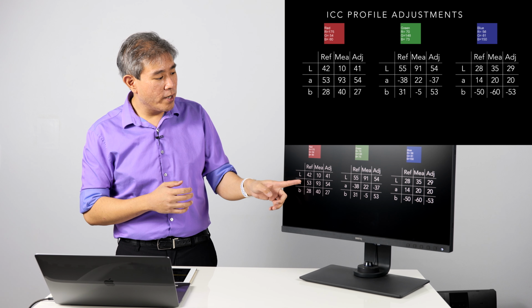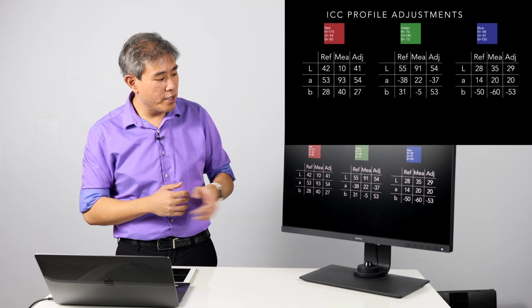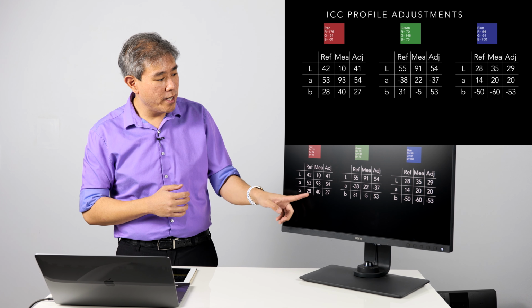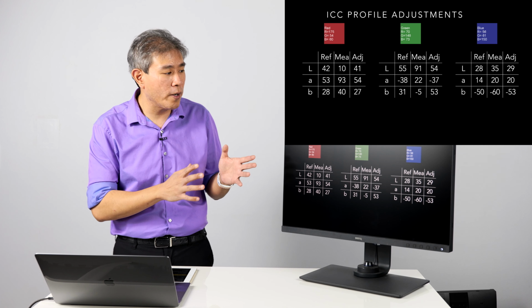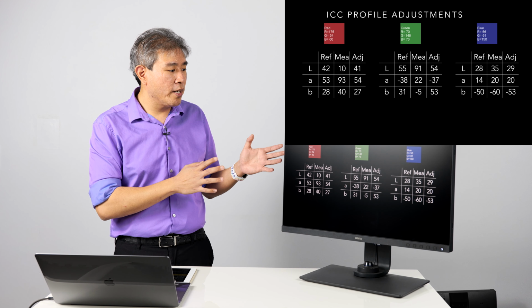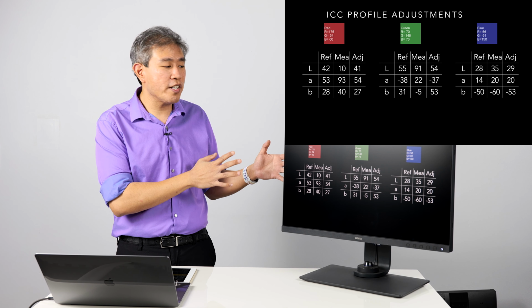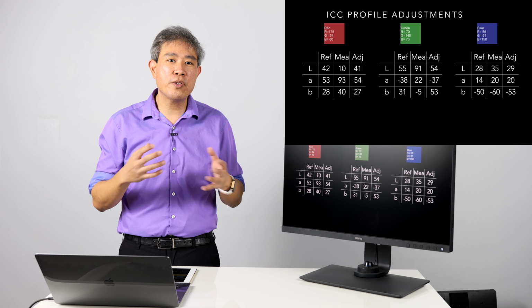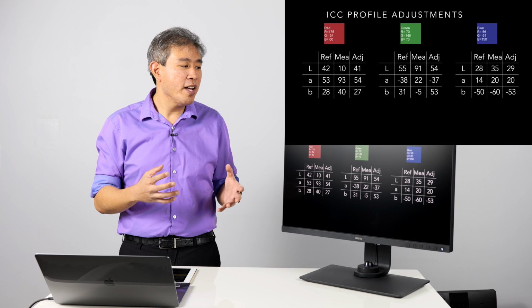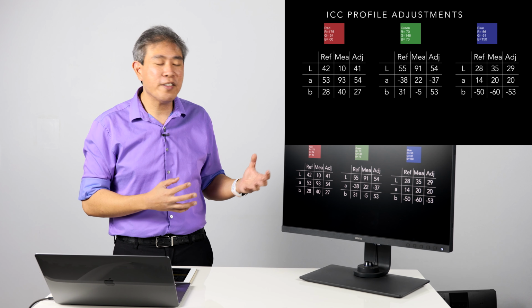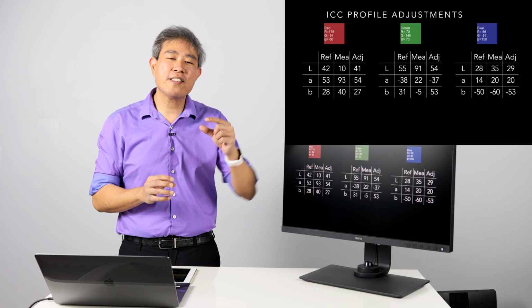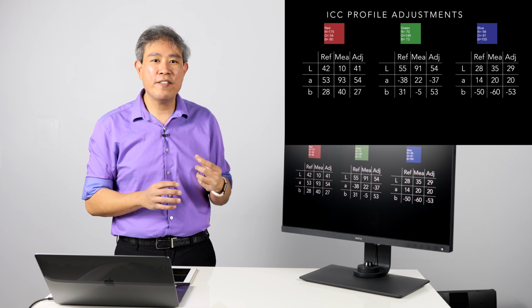So you will see that, for instance, L is supposed to be 42 and the adjustment is 41. The A in this red is supposed to be 53, but this is 54, and the B is supposed to be 28 and is 27, and so on and so forth. Making a color adjustment in the ICC profile this way is very similar to doing color correction in Photoshop using the red, green, and blue channels separately. Every time you change one, it's going to change the other. So as you will see, the value doesn't land exactly where it needs to be, but it comes really close. And this closeness is what we describe with the delta E value.